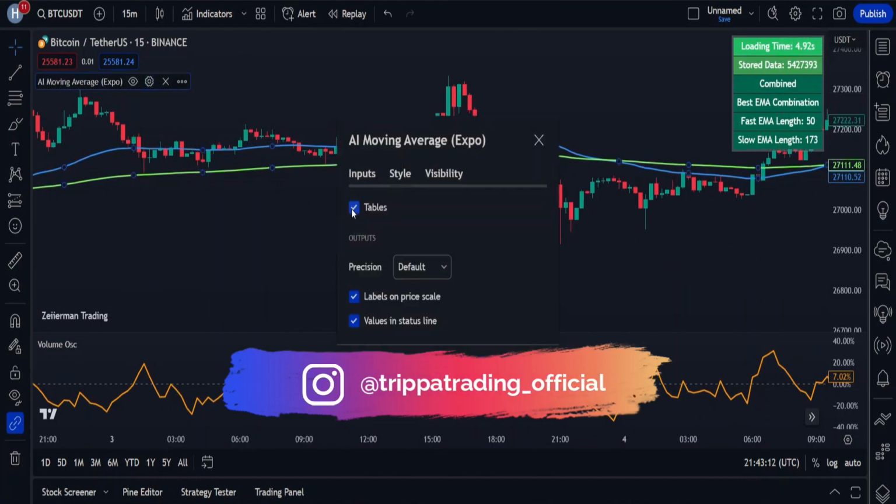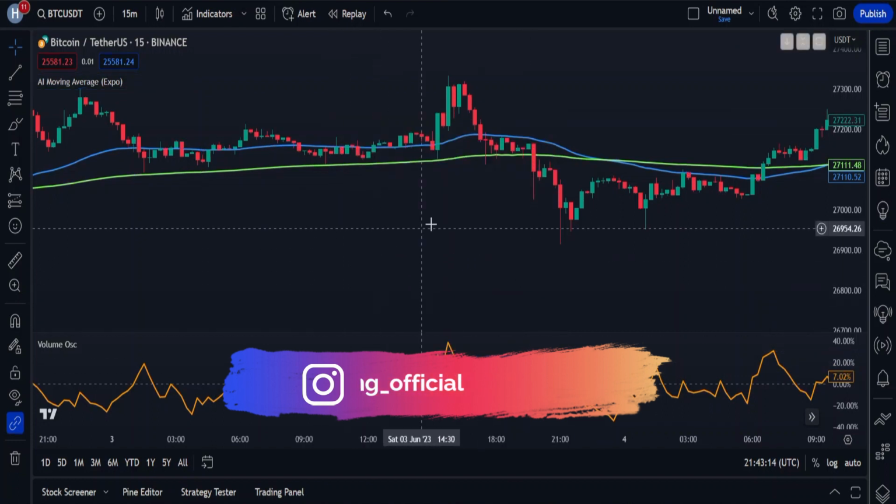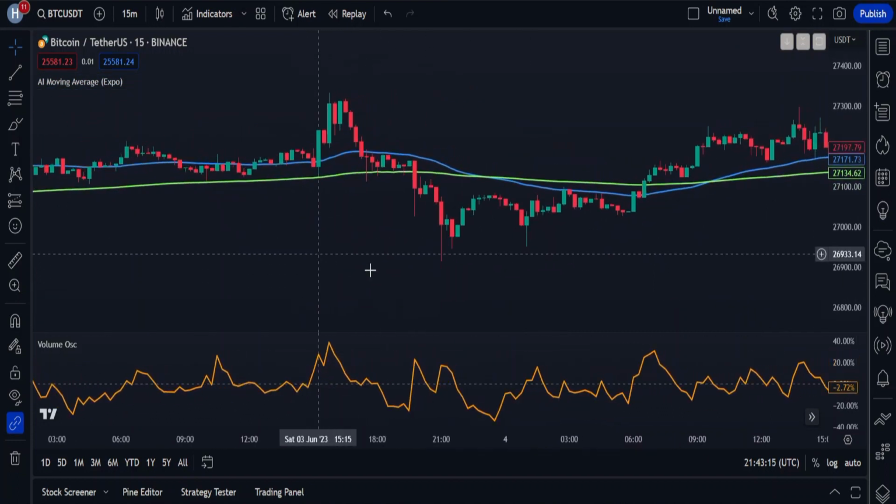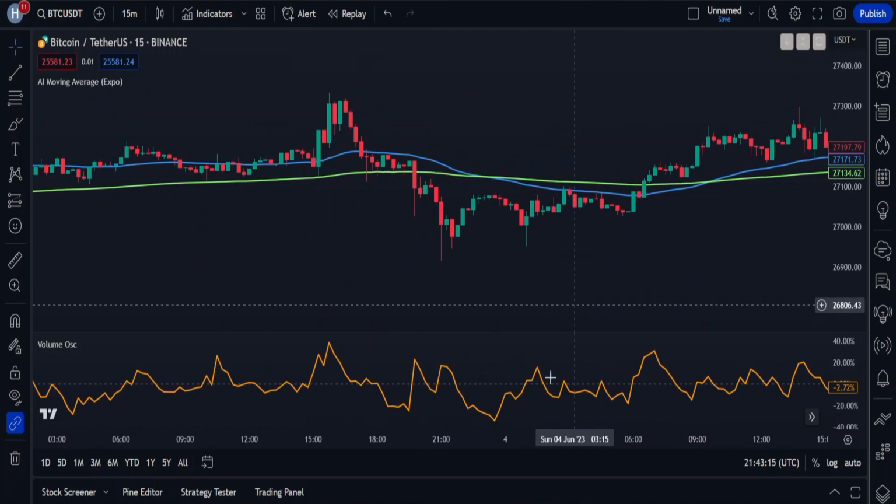I actually forgot to turn off the table. I'll quickly remove that from the settings. Now that we know how every indicator works and how we can read them, let's take a look at some entries that we can make using the indicators.